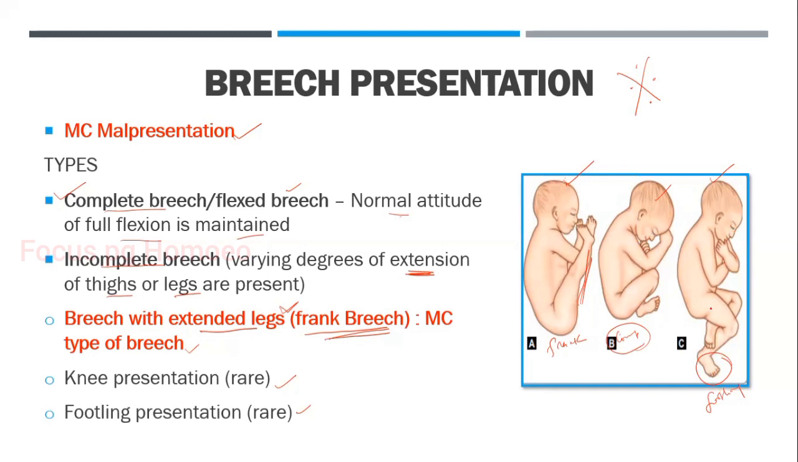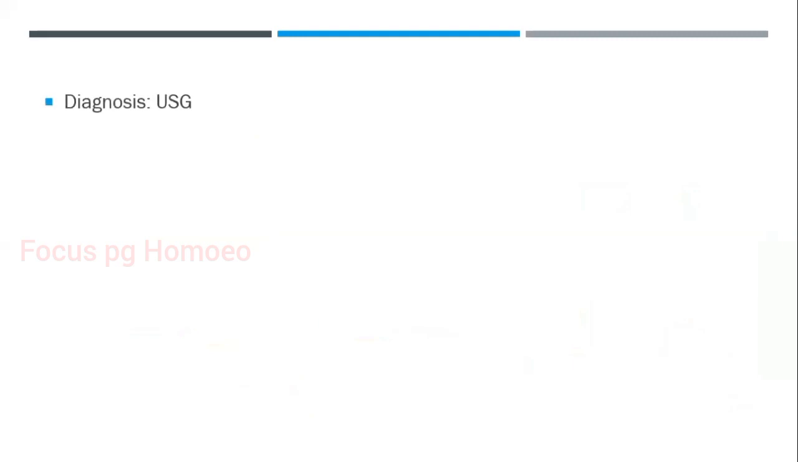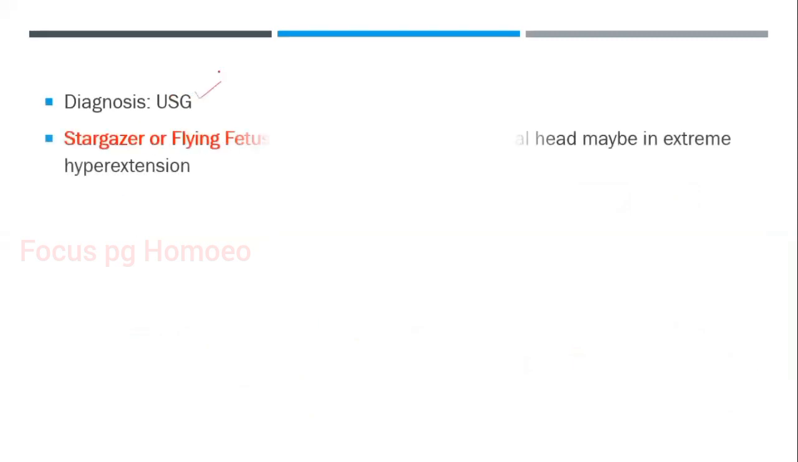Now, when it comes to malpresentation, which is the most common malpresentation? It is breech presentation. And which is the most common breech presentation? It is frank breech, also called breech with extended legs. So this much you have to remember. And how is it diagnosed? Usually by USG.